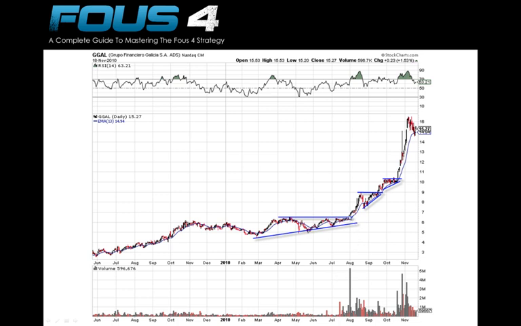As you can see here, once it broke out, it got that huge spike in volume that we look for on the phase three confirmation. From there, this is about $6.50 per share. It rose from $6.50 all the way up to about $9 per share.